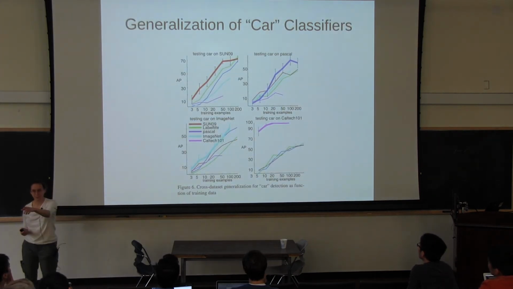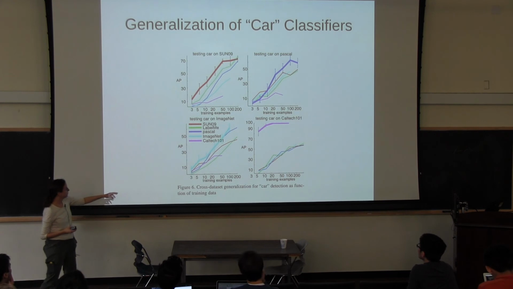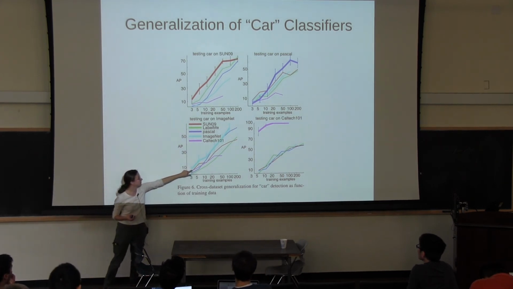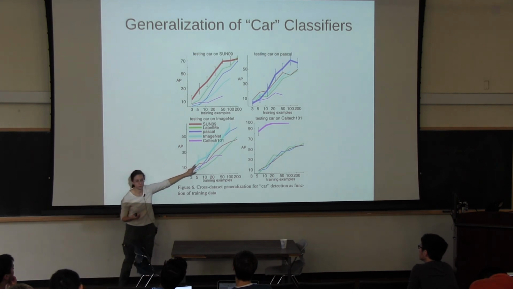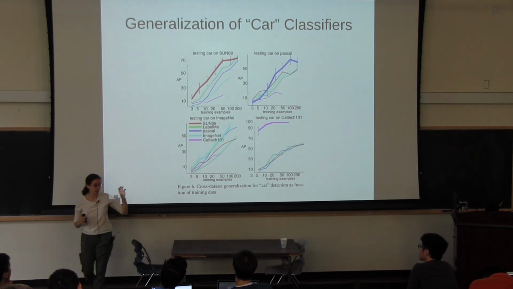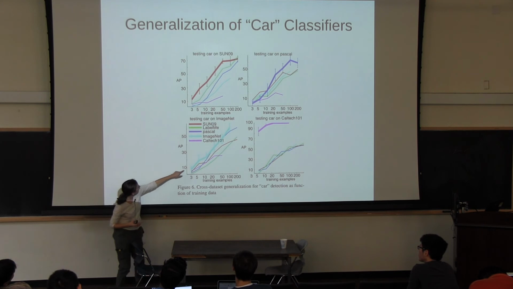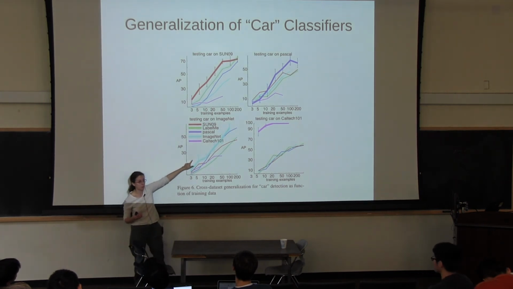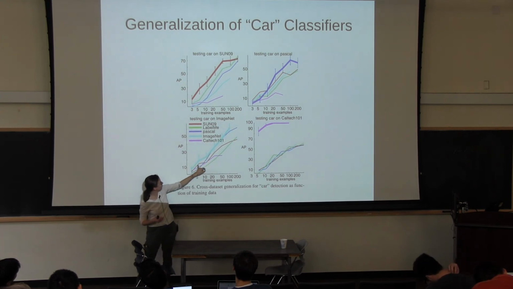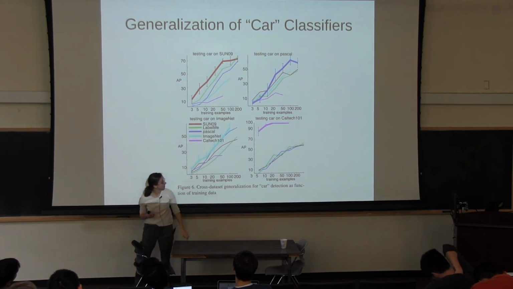And then this is what you said. In every one of these, the thick line is training and testing on the same data set, using a test set. We talked about this before: you train on some examples. In this one, they trained on some examples from ImageNet and tested on other examples, but they're both from ImageNet. And then these other ones are training on different data sets.